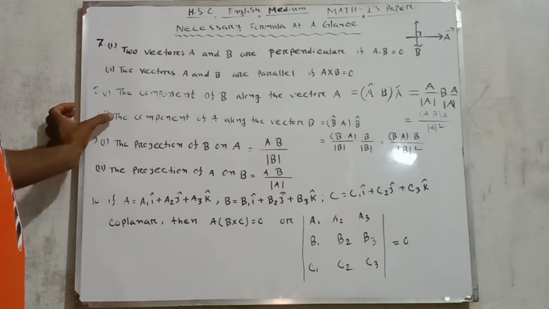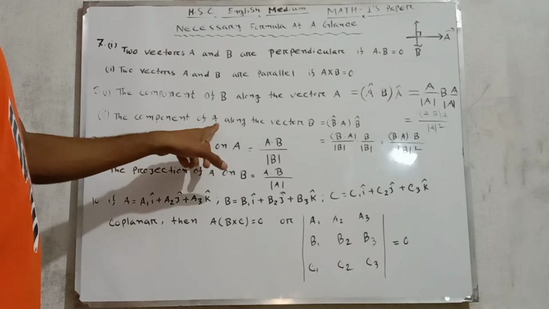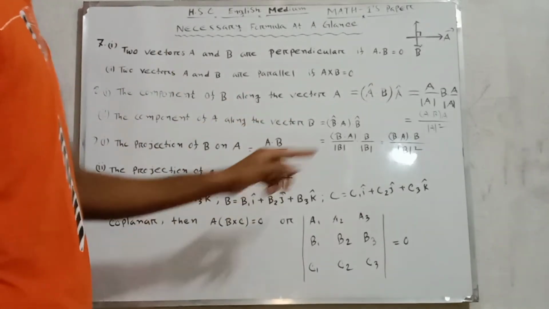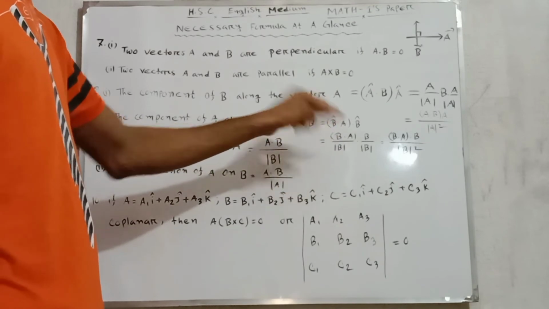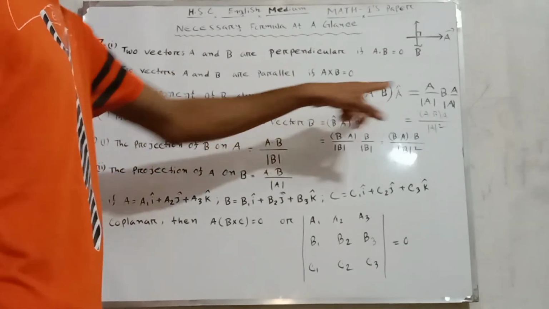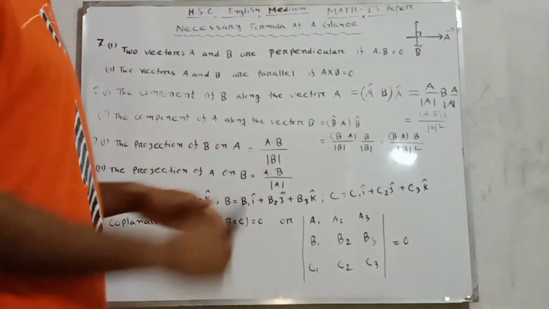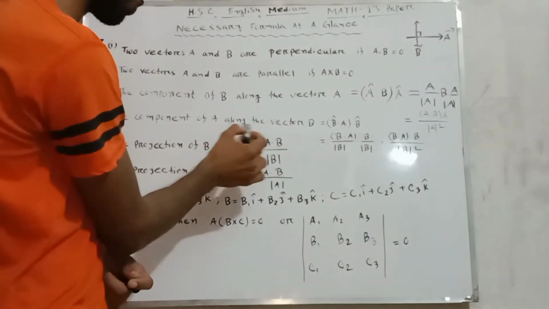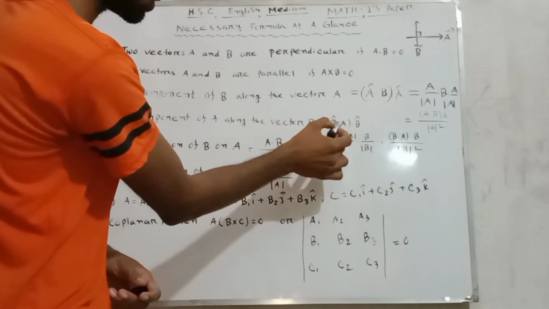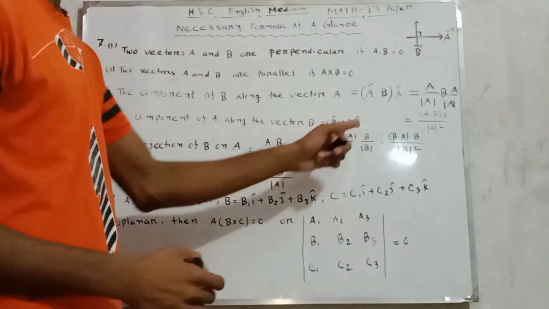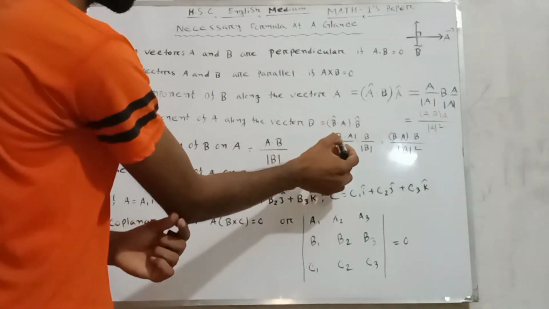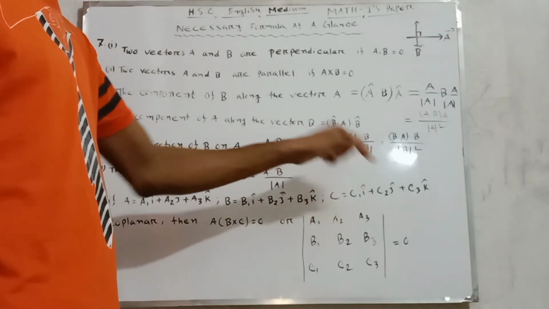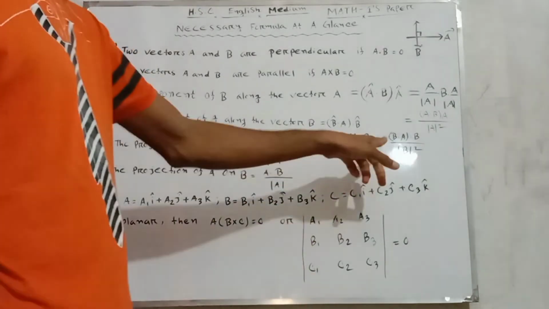The component of A along the vector B. When along the vector B, then B cap; along the vector A, then A cap. Along the vector B, then B cap dot A. That's why it is B dot A divided by the modulus of B, times B divided by the modulus of B. Next, this formula.